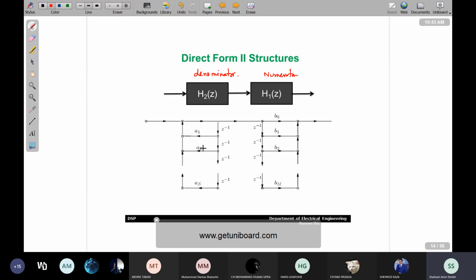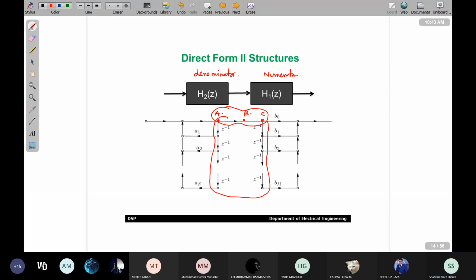Now look carefully at what advantage we want to take. Suppose this is my point A, this is my point C, and this is my point B. Is it the same? Isn't it the same? This node is the same, right? Yes, sir. So it means we can collapse this node, and as a result we would be reducing the number of delays, because instead of using these two delays, I will be using just one delay element and I will get the result.